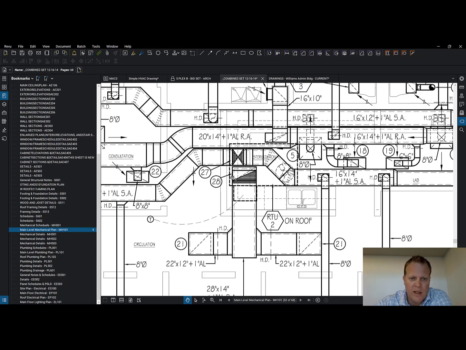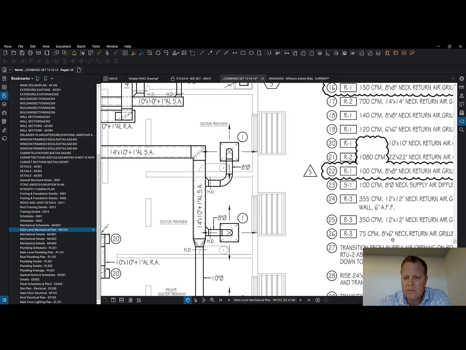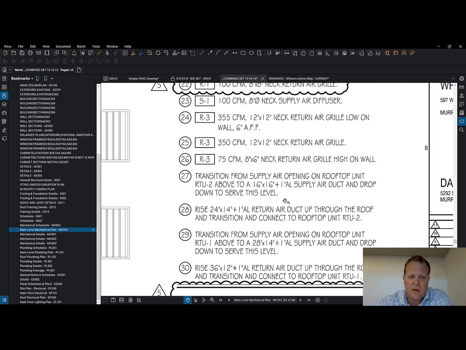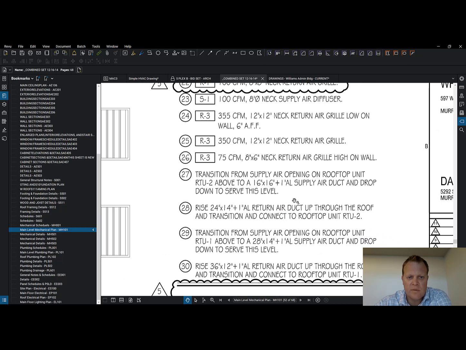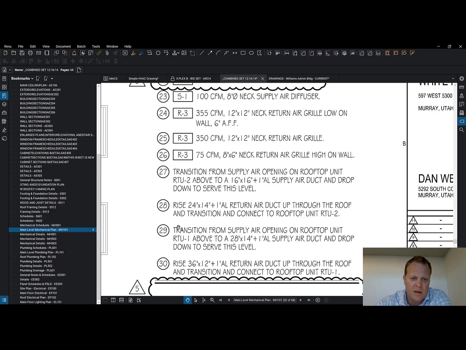this right here. We've got a 28 and a number 27 coming out of the rooftop. So 27 is on this side, 28 is down here. 27 to 28. Transition from supply air opening on rooftop unit 2 above to a 16 by 16 by 1 inch AL supply air duct and drop down to serve this level. Okay, so 27 is the opening for the supply air duct, and they got the size here and insulation requirements.